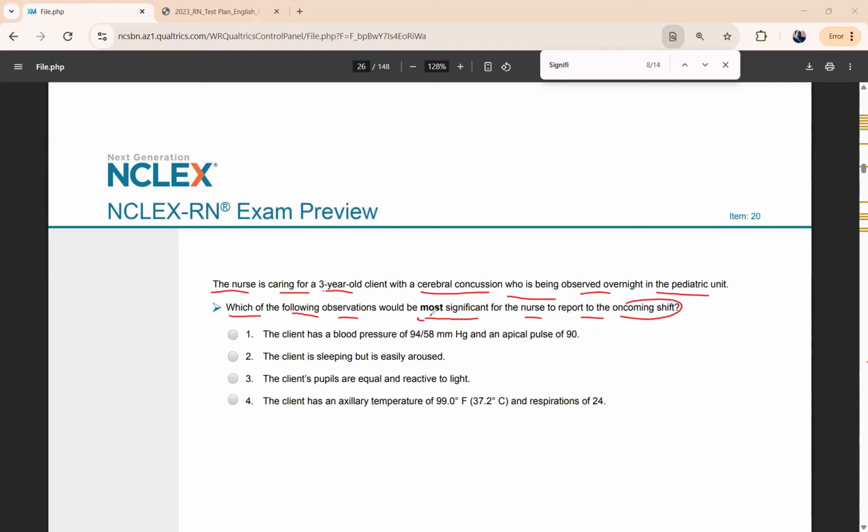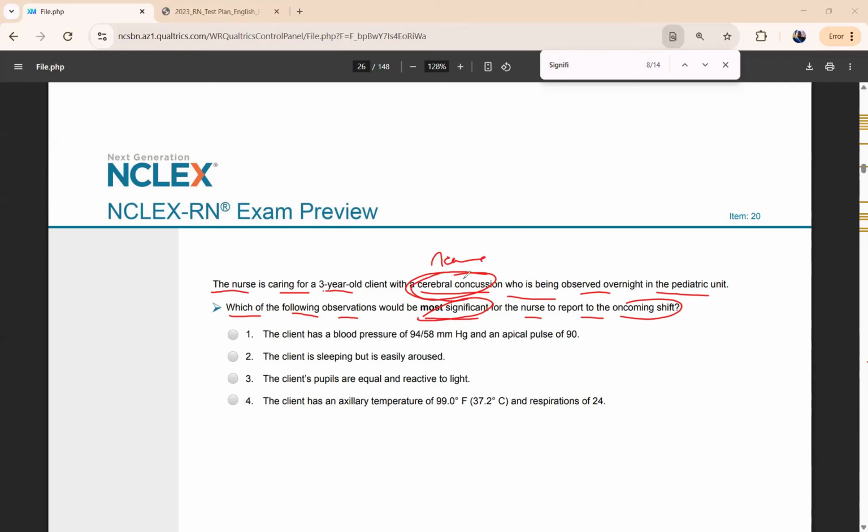Now, the NCLEX is asking for most significant. So the NCLEX is not asking you to say the good side or the bad side this time around. The NCLEX is just asking for most significant. Most significant means, what would you say about this patient that is most important to this patient's condition? So what you just need to do first is to understand this condition. What body system is affected? Now, this condition is the neuro.